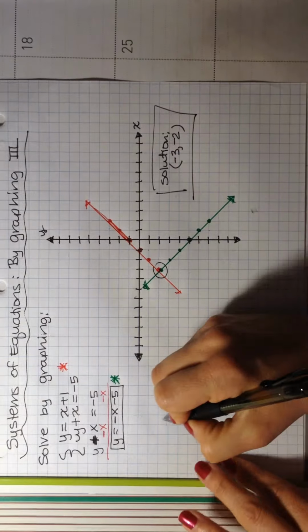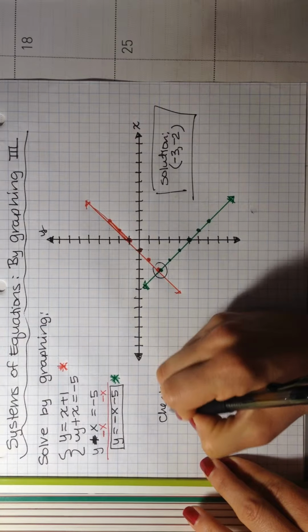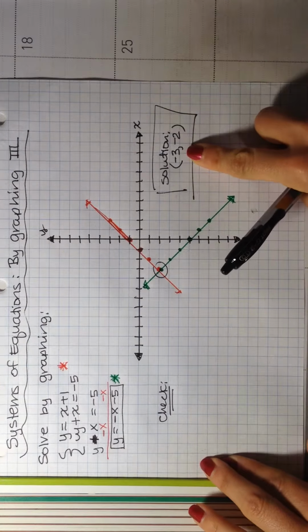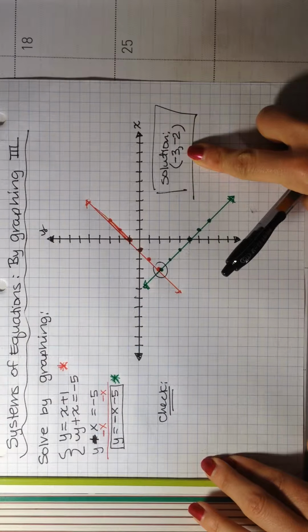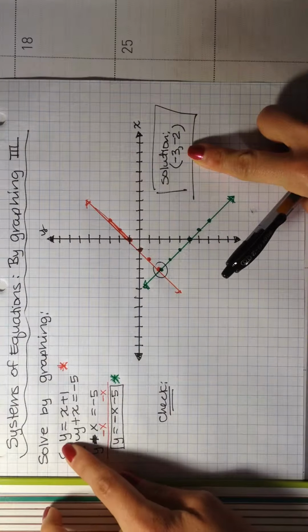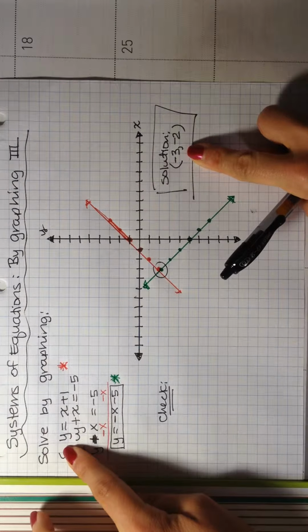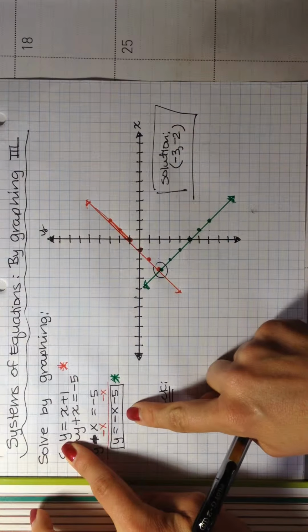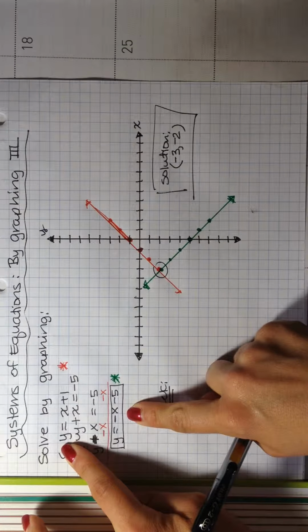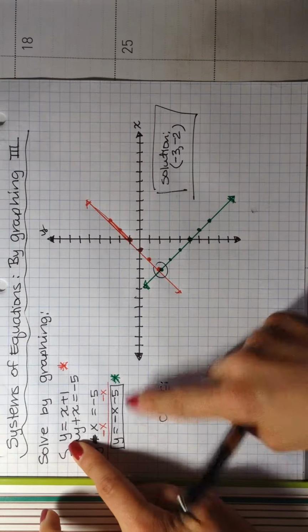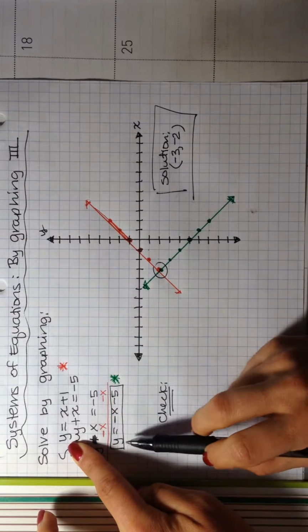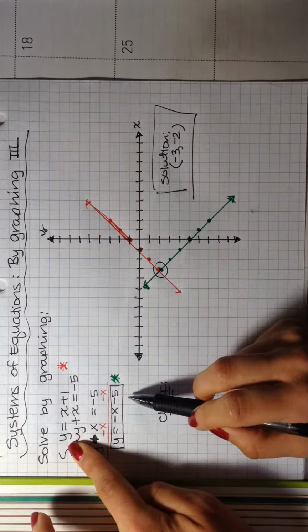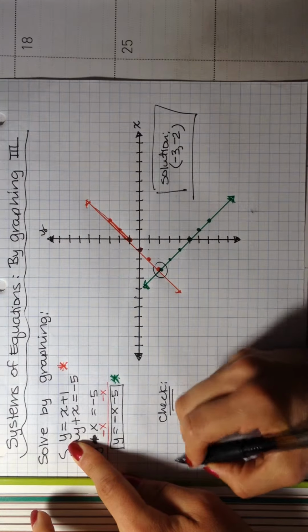So you check your work like we did in the first example. We take the solution and substitute it into both equations. Now, you can use the original two, or I can use the ones that are solved for y. I'm going to use y equals x plus 1 and y equals negative x minus 5. I think it's just easier.